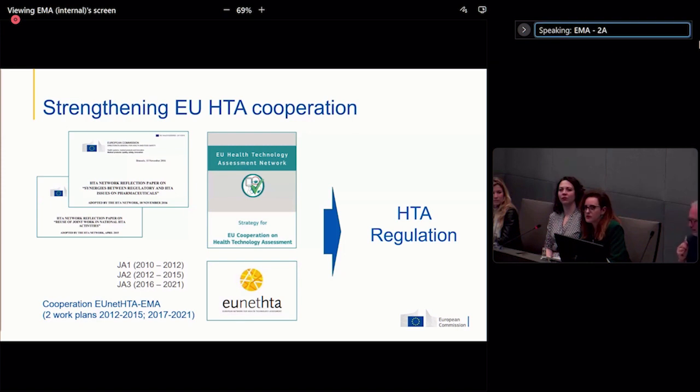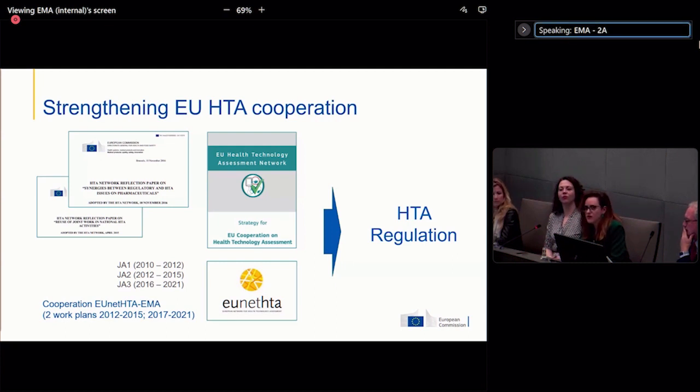I think it's important to say that the regulation builds on a long experience of voluntary cooperation in the field of HTA in Europe through the joint actions, EUnetHTA, and also, with the arrival of the directive on cross-border healthcare, the Commission established the HTA network. Some of you may be familiar with the stakeholder pool that was also established under the HTA network. I think it's important to say this for two reasons.